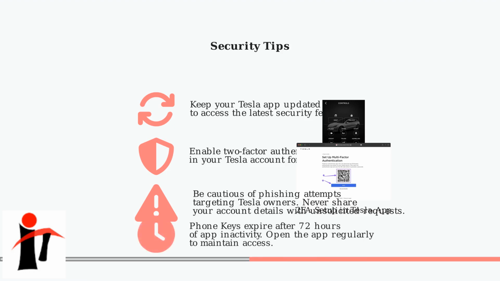Phone keys automatically expire after 72 hours of app inactivity as a security measure. To prevent this, make sure to open the Tesla app regularly to keep your keys active.